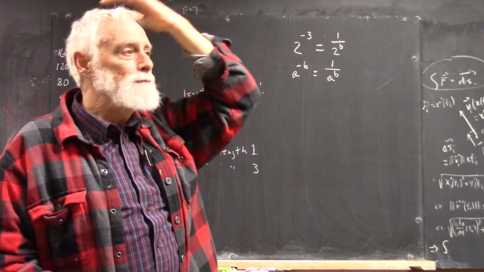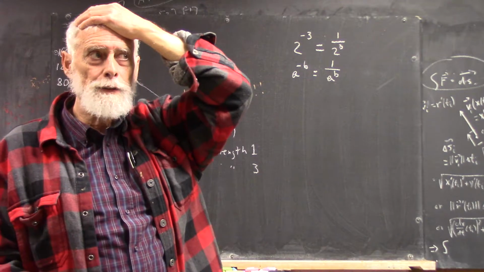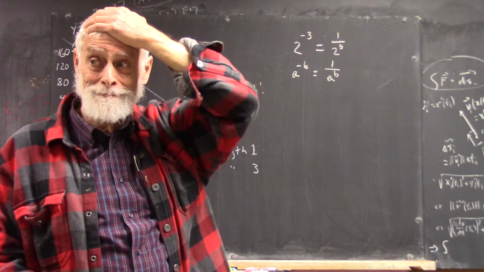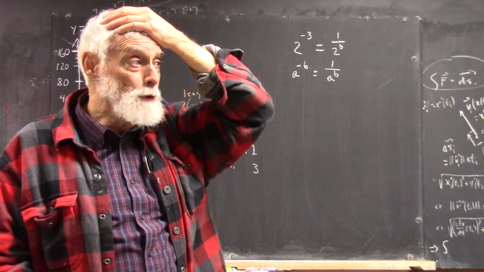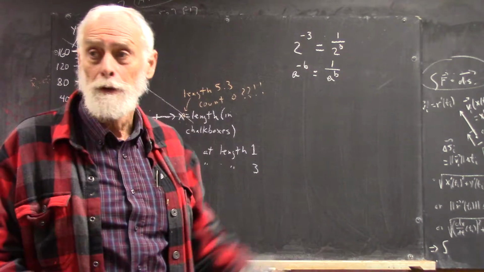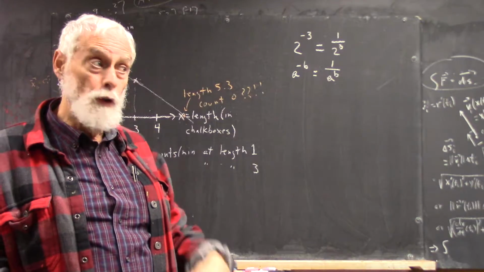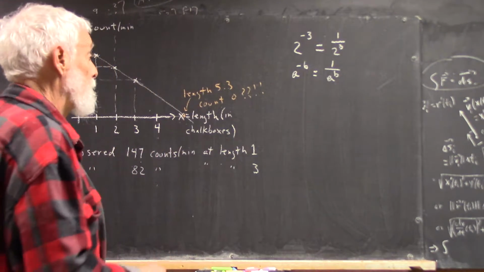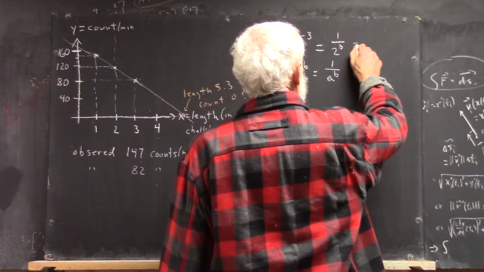Now, what's 2 to the third? I'll give you a hint. It's not 6 because I see that a lot. 8. It's 8. 2 to the third means 2 times 2 times 2, right? 2 times 2 is 4, and 4 times 2 is 8. That's 1/8.